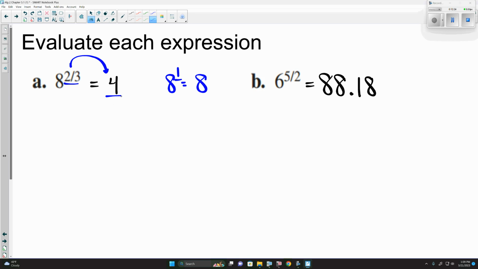If the exponent's bigger than 1, the number should be bigger. Because 5/2, 2.5, is bigger than 1, yes? So what we get from 6 to the 5/2 should be bigger than 6. Oh, I just confused myself. Questions on these here?